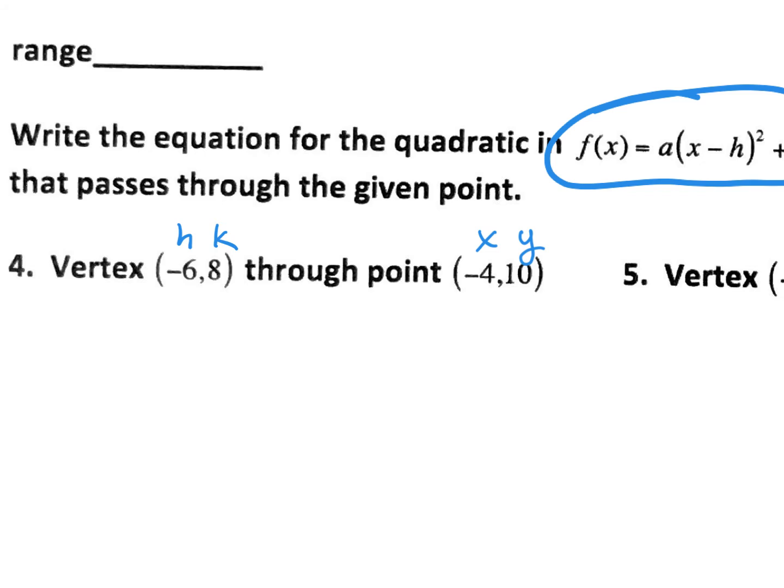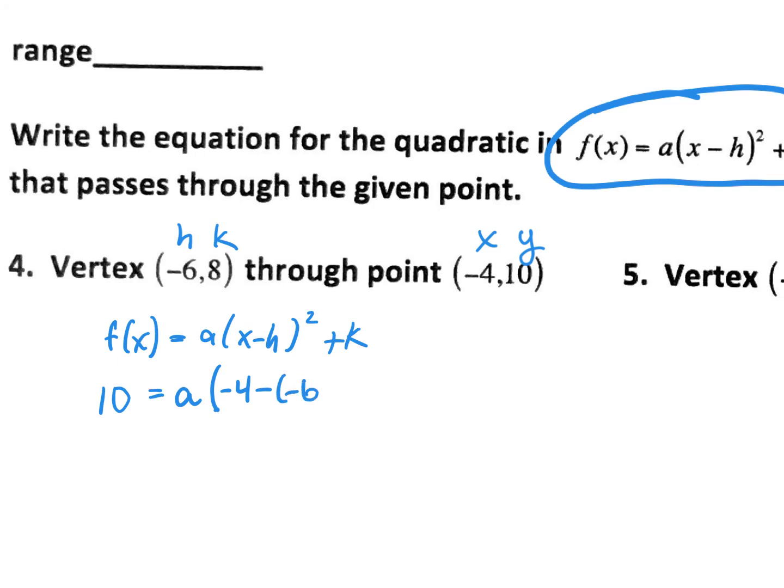What we're doing now is the exact same thing, but instead of finding b, we're finding what letter? A. So if you want to write it out again, the more times you write it, the better, because it gets stuck in your brains. For my y value, I'm going to plug in 10. I don't know what a is. I've got to find it. Then for the x value, I'm going to plug in negative 4 minus the h value, which is negative 6, and we square that, plus k.